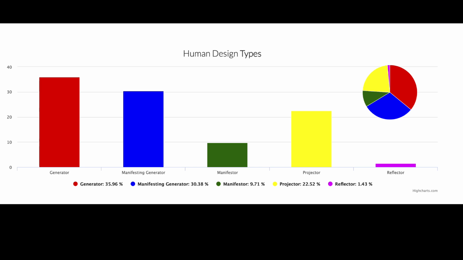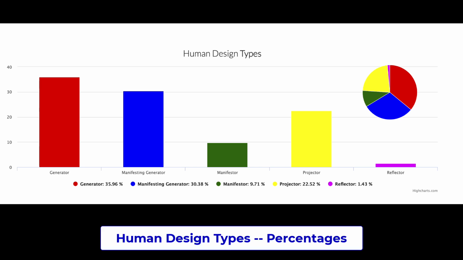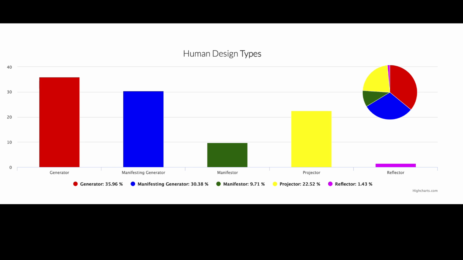So let's talk about the core parts of this summary that we want to take a look at. That has to do with type, strategy, and authority. Now, this is an interesting graphic. This is the most recent statistics that come from Jovian Archive. So Jovian Archive, it was the Jovian school that the founder of human design created, and there are people who are still continuing on his work. He passed on a number of years ago.